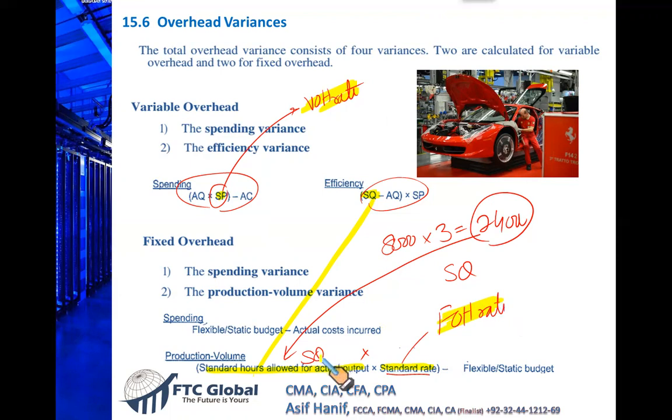So what you're going to do is multiply your standard quantity with the fixed overhead rate, and from that, you're going to deduct your flexible budget. I'm going to explain all these in a big question where you will see the application of all these 4 formulas one by one. Let me show you a good example.